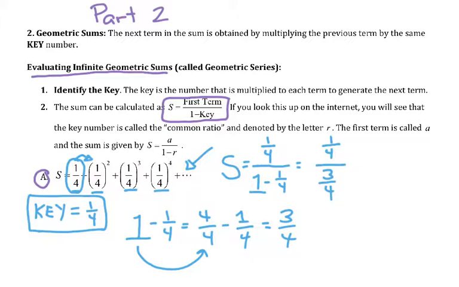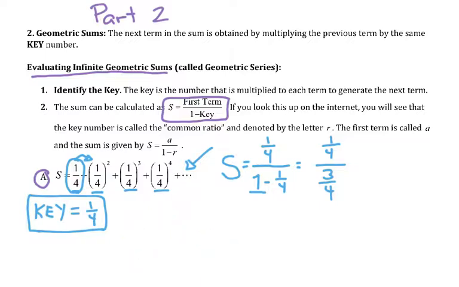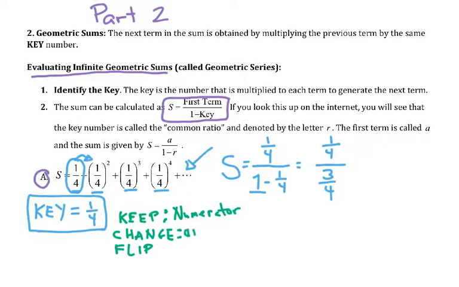And now you have to remember what to do with this kind of complicated fraction. Well, my students have taught me a trick. They call it keep, change, flip. And what does this mean? We keep the numerator. We're going to change the operation, and we're going to flip the denominator.